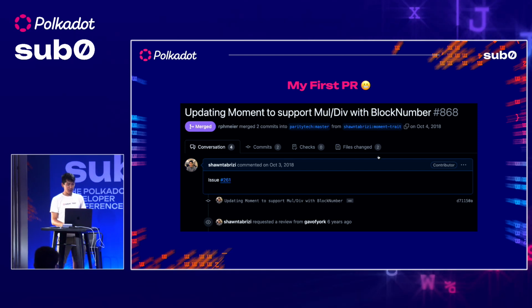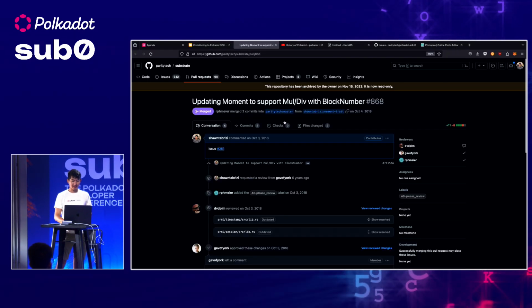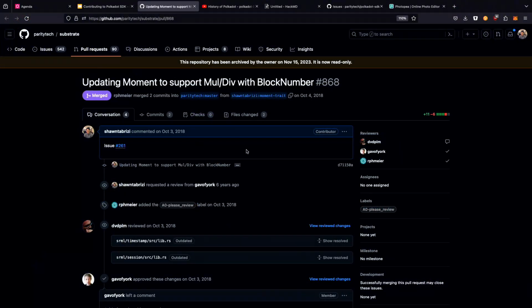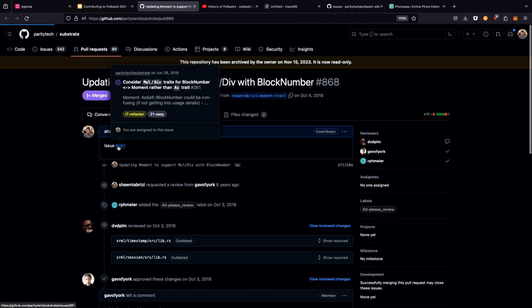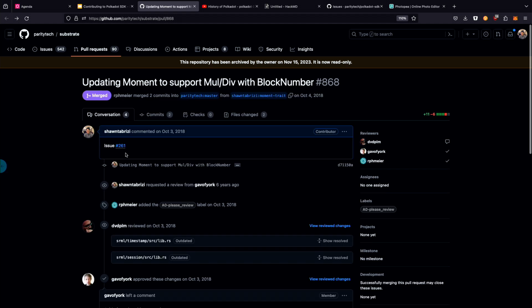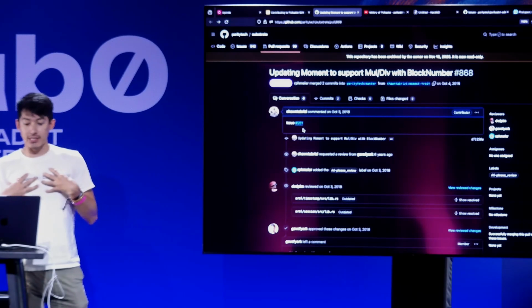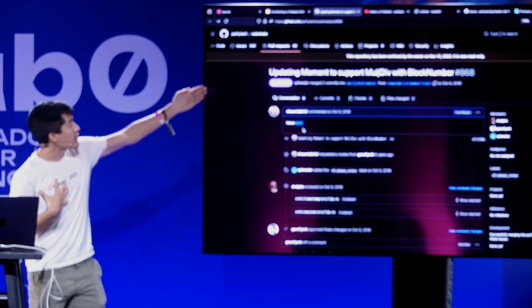So let's look at my own PR and let's see how I did. So first mess up. This is terrible. I mean, obviously there is an issue with text on what needs to be done, but I should probably in my PR rewrite this in my own words to describe my understanding of the issue, right? How I implement it, what I did to fix it, right? Let's look at this issue in general. Updating moment to support mul div with block number.